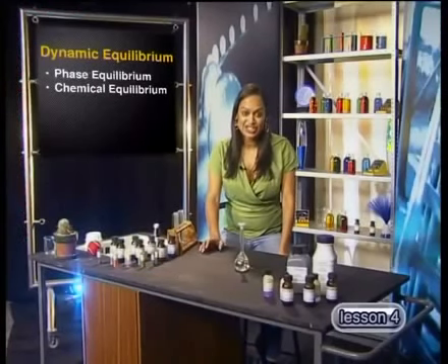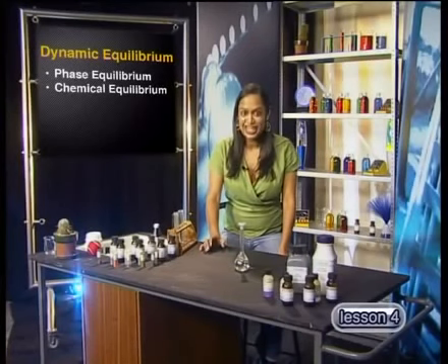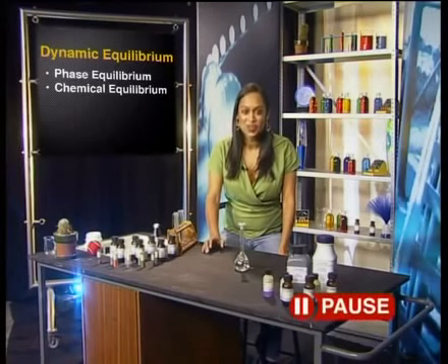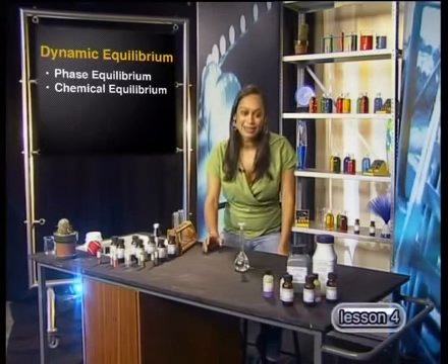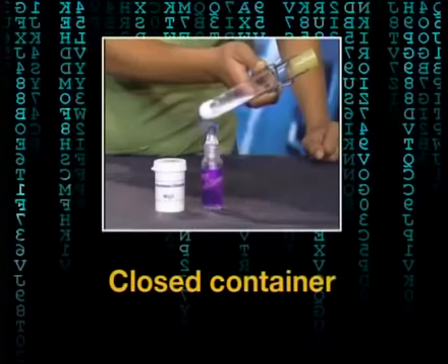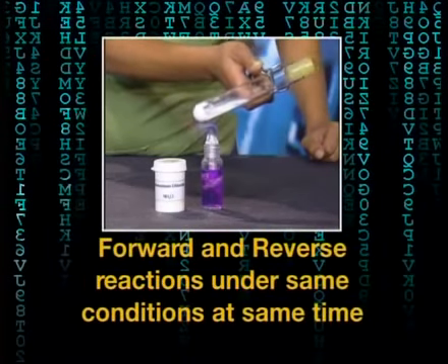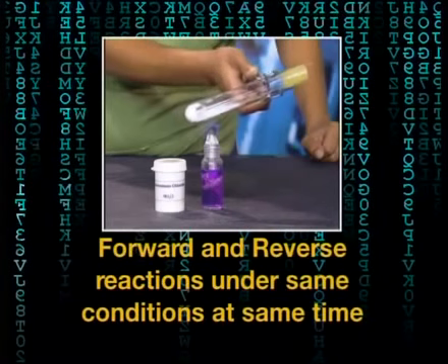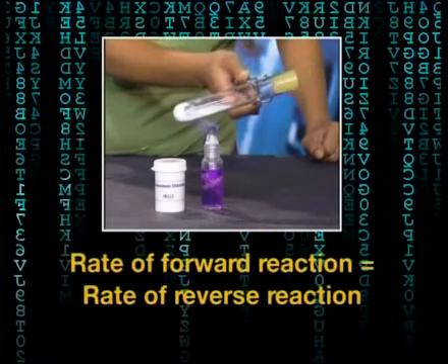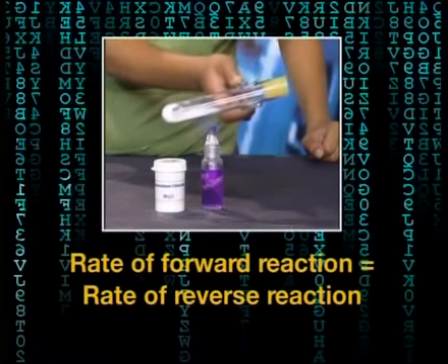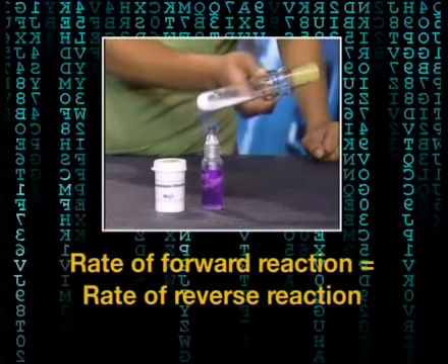Although these reactions are reversible reactions, this is not an example of a dynamic equilibrium yet. Can you suggest why? For a dynamic equilibrium, we need a closed container, and the forward and reverse reactions must take place under the same conditions at the same time. The rate of the forward reaction must also equal the rate of the reverse reaction.